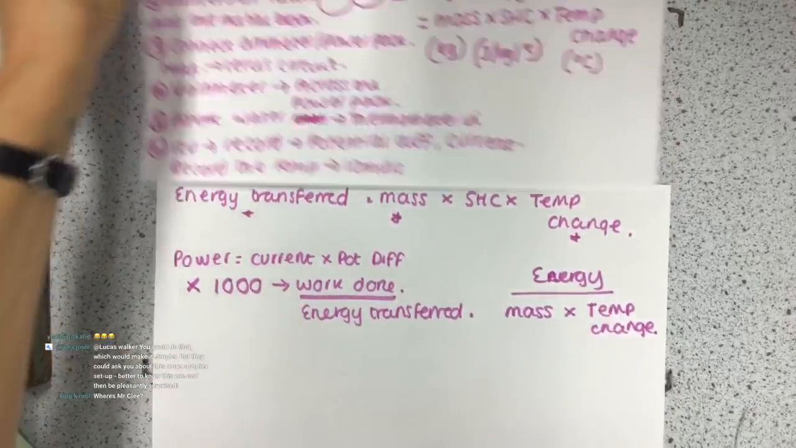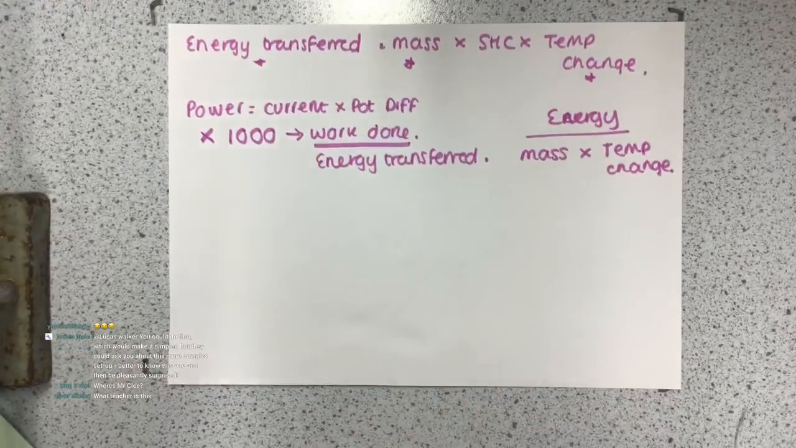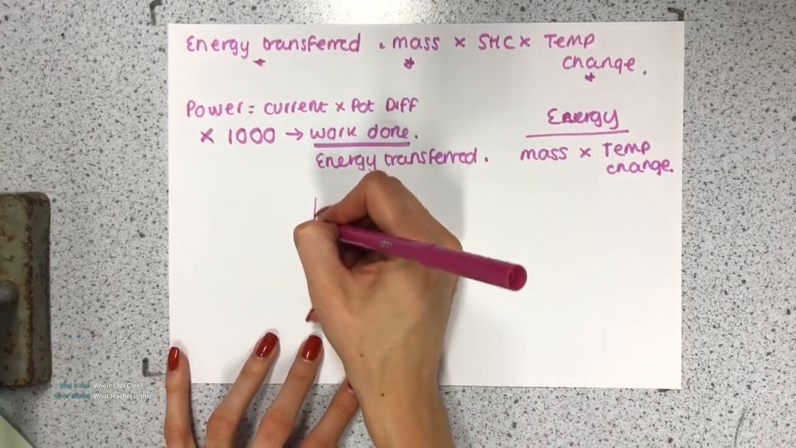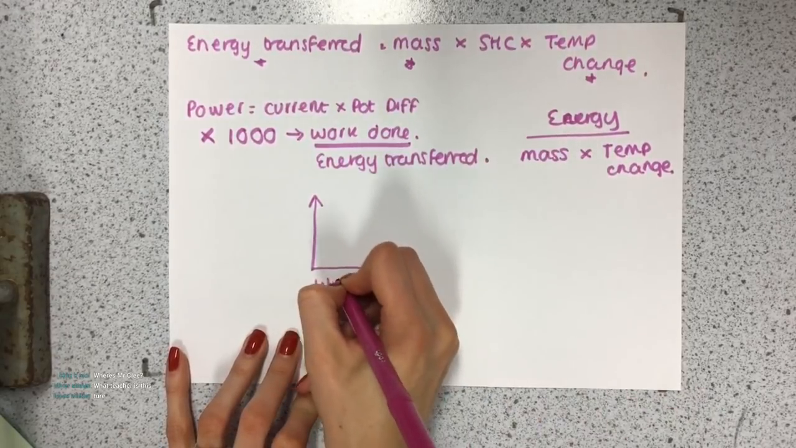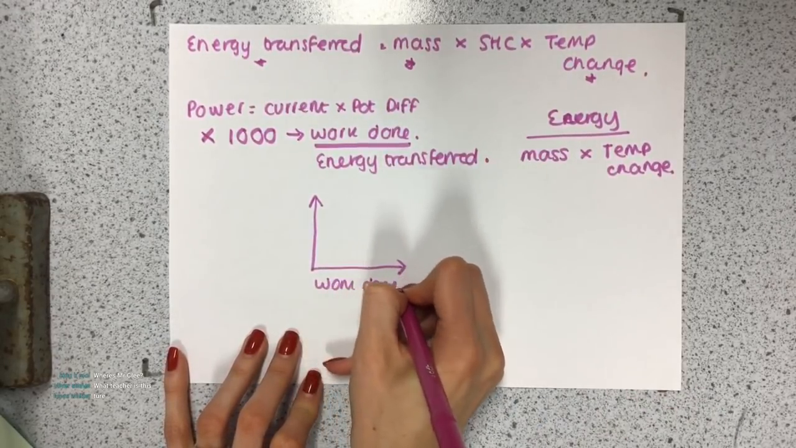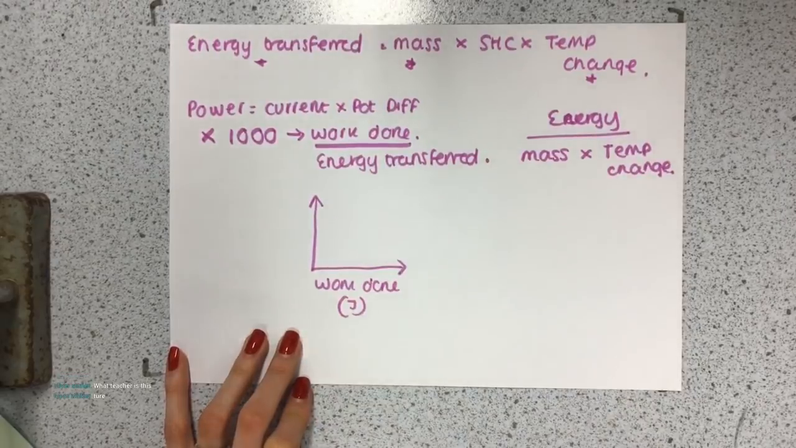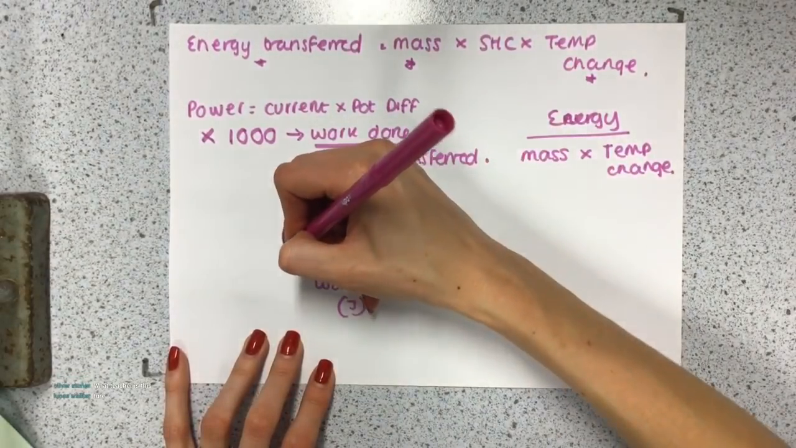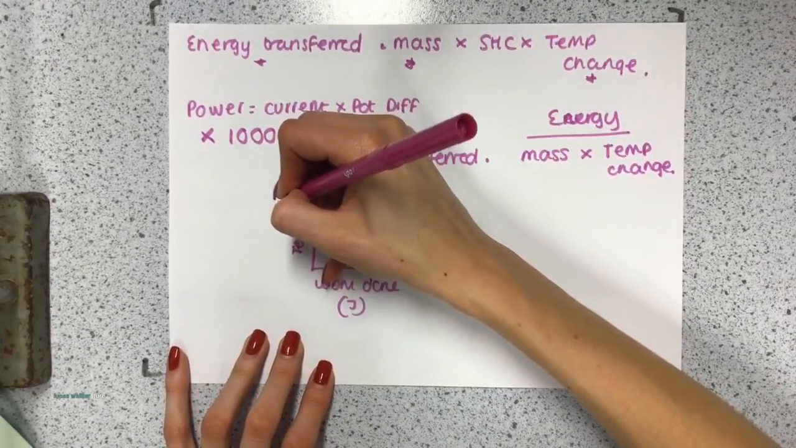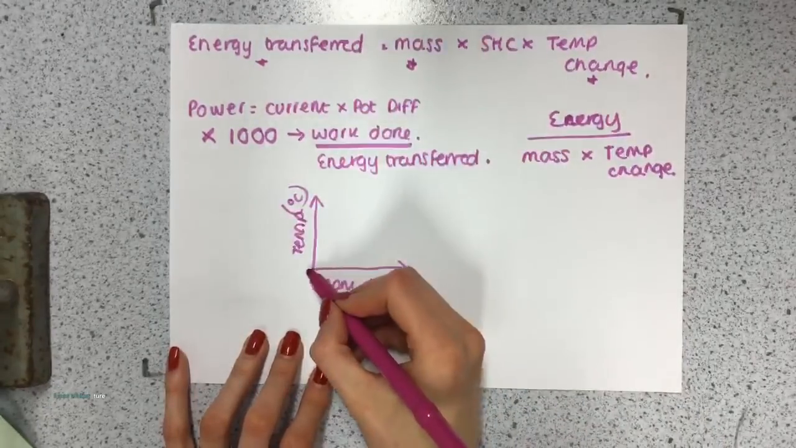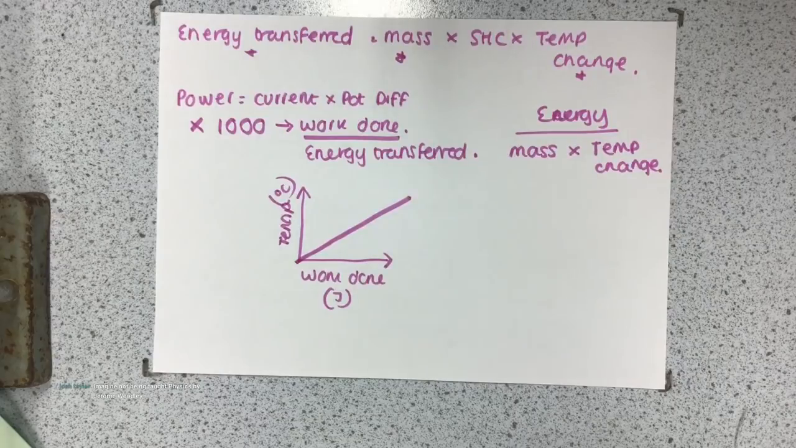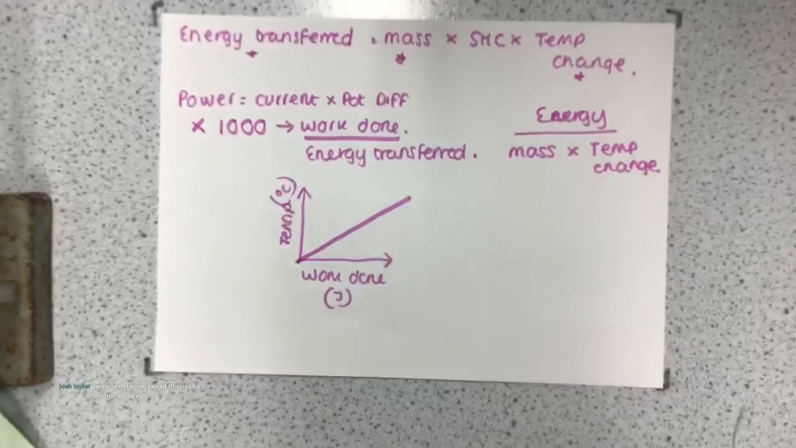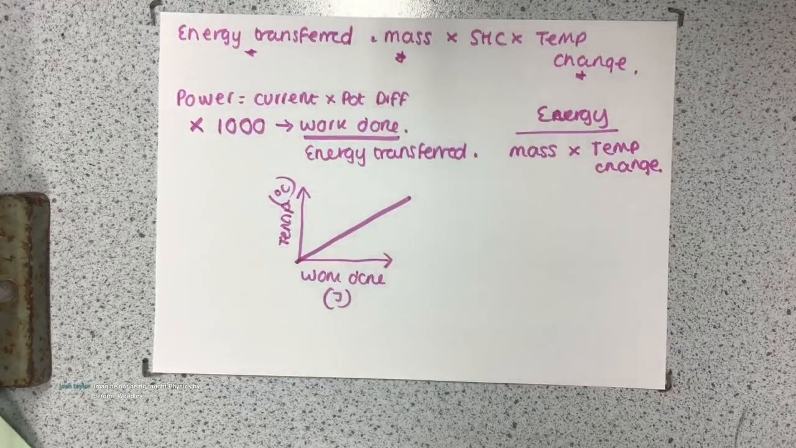They might even give you a graph to look at, or they might even ask you to draw a graph. So along the bottom, you will put your work done in joules, and up the side would be your temperature. And hopefully you will get a straight line. So that's the required practical for specific heat capacity.